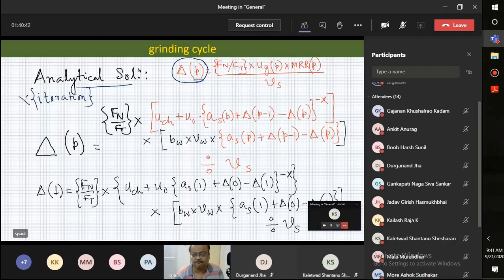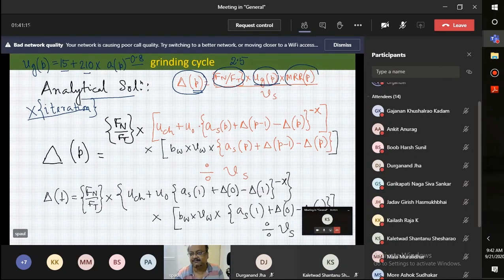So this is for the pth pass. I need to know Fn by Ft. For our problem, it was 2.5. I need to know UGP. For our problem, UGP was 15 plus 210 AP to the power minus 0.5, which comes from the numerical setting. So this has to be calculated, and this has to be multiplied by MRR into P. That will give you the Fn value.